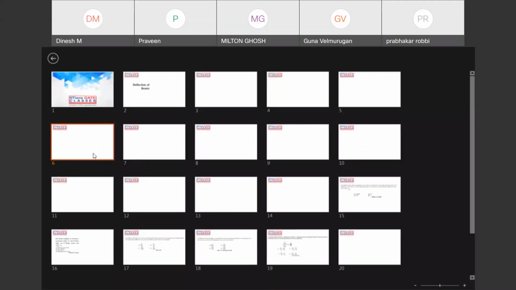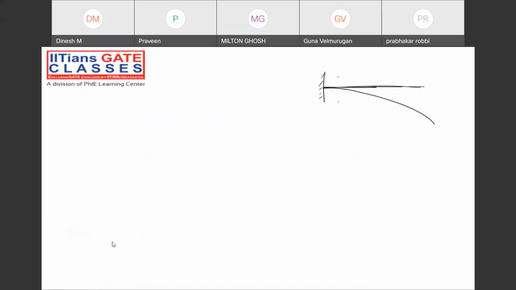Now, try to understand. This is point B. This is point A. The slope here at point A will be 0, and the deflection at point A will also be 0. That is the first thing we know. But at point B, suppose we need to find the deflection.